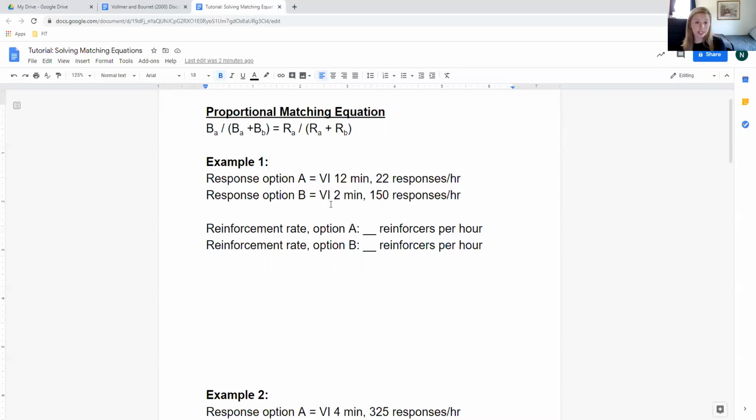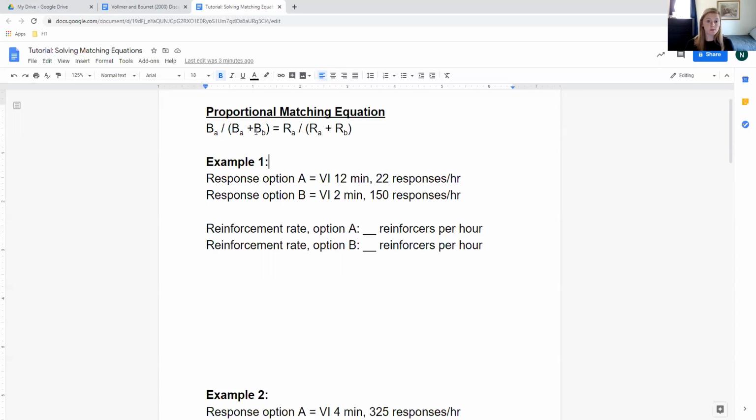For our first example, and these are all using variable interval schedules because that's the best schedule to study choice and matching, response option A is going to be a variable interval 12-minute schedule. And then B is going to be a variable interval 2-minute schedule. When option A is in place, the responses are usually 22 responses per hour. And when option B is in place, responses are 150 per hour.